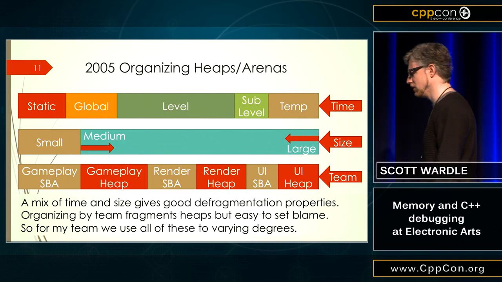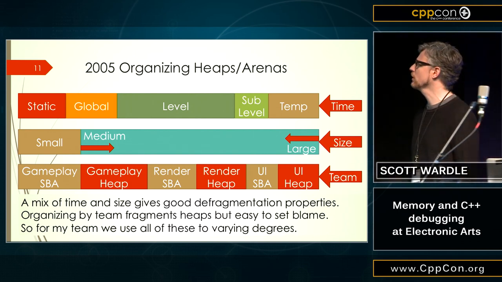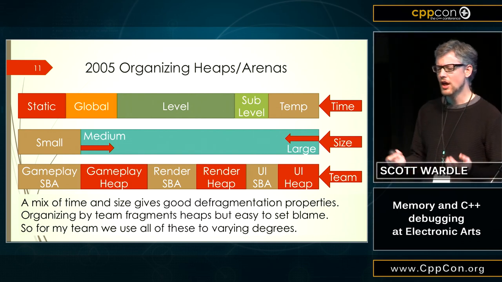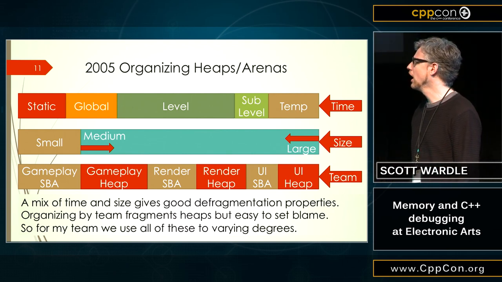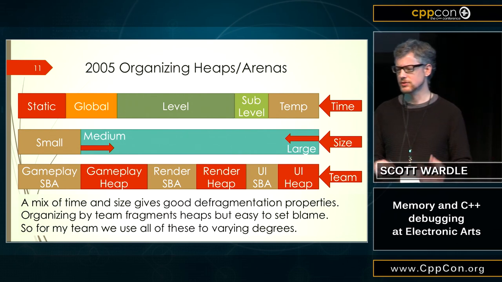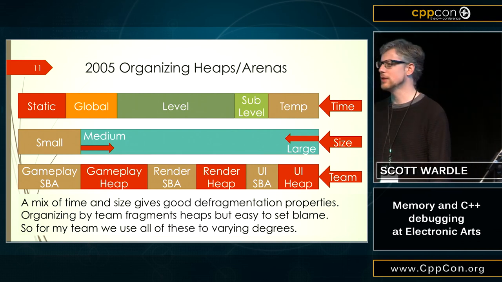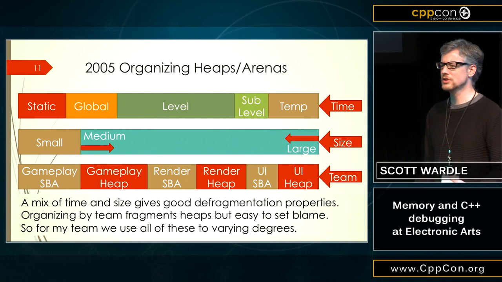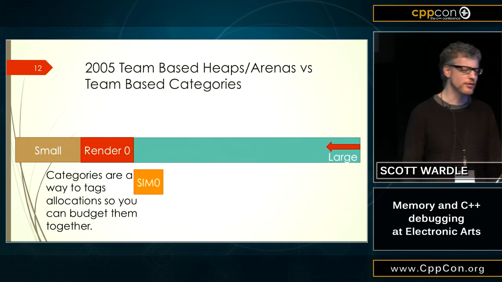It depended on the size of team that we had, whether we did this or not, but we'd also break it up on the boundaries, the political boundaries, if you will, of the team. And you would then have generic heaps and small block allocator heaps for each team. This is actually a performance disadvantage, really, and smaller teams wouldn't want it. But big teams did, because it was very easy to set blame for things.